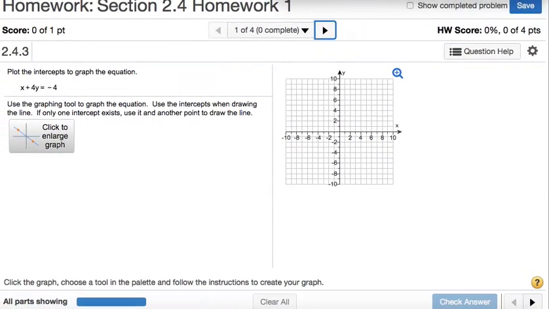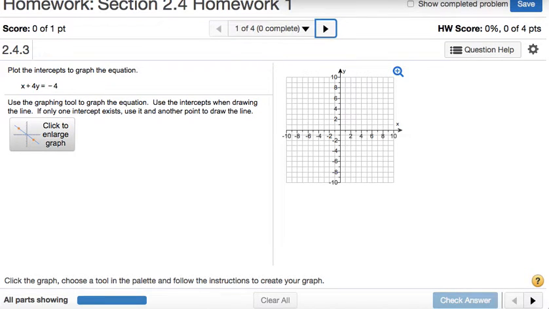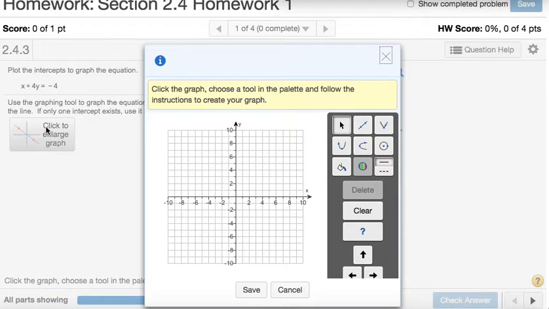So on the homework problems, they're going to give you the equation to graph, and then you're going to see this button that says click to enlarge graph. That's what you need to click on to actually make the graph. If you have trouble using this or getting it to show upright, the first thing that I recommend is changing to a different browser. I usually find that Chrome works well for my computer, but MyMathLab can be a little bit difficult sometimes to work with.